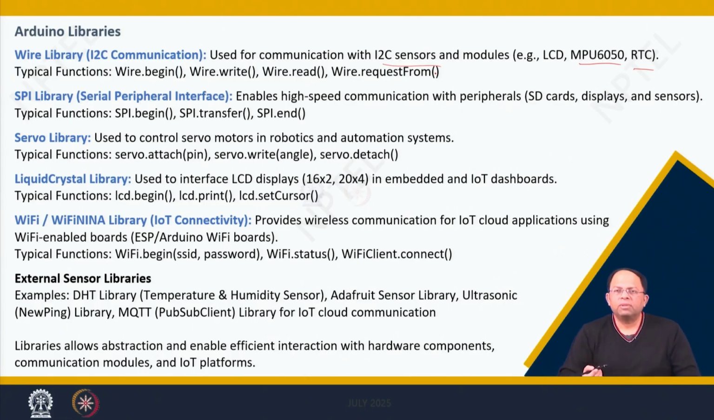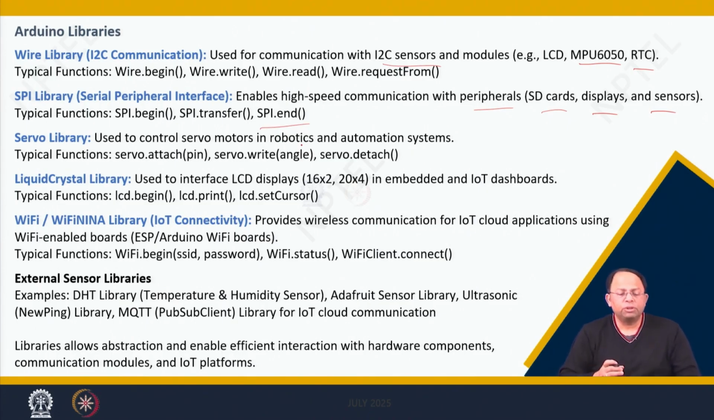Then SPI libraries for serial peripheral interface. We have discussed that in our previous lecture. It enables high-speed communication with peripherals such as SD cards, displays, and sensors, where a lot of data needs to go back and forth. And SPI.begin, SPI.transfer, SPI.end, all of these are part of that.